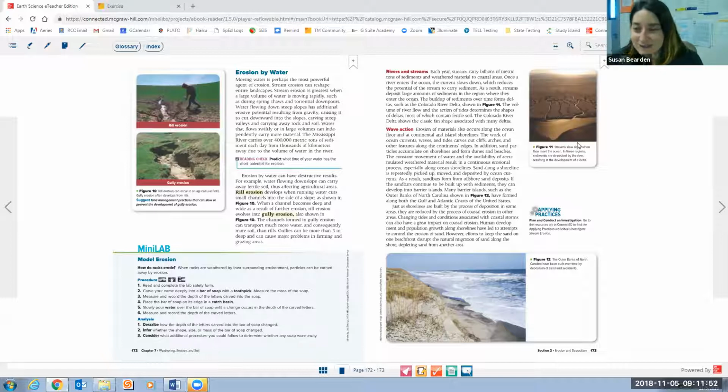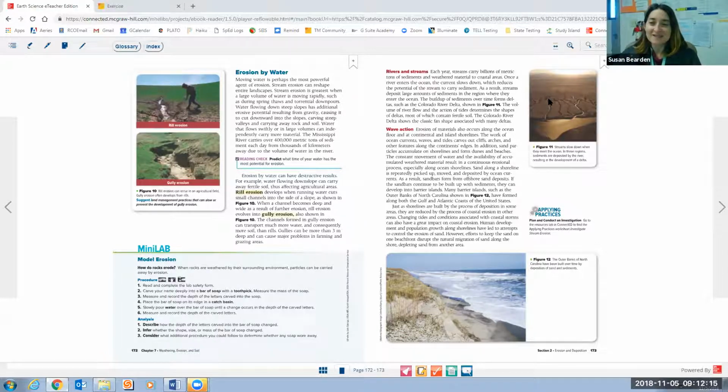Okay, so this one, it says, streams slow down when they meet the ocean. In these regions, sediments are deposited by the river, resulting in the development of a delta. Oh, that's what a delta is? It's just where the rivers meet the ocean. I saw some fancy thing. Cool. This one, it's so brown in this picture. I always pictured it as green.